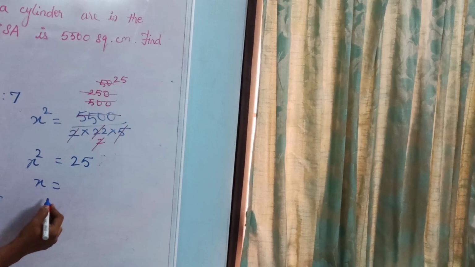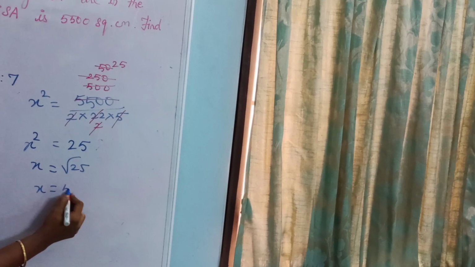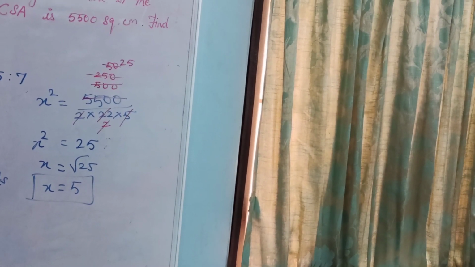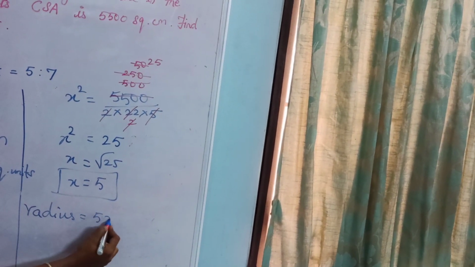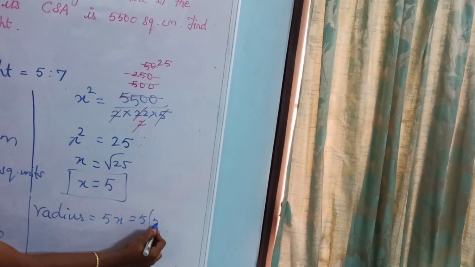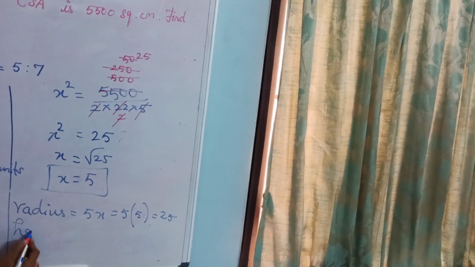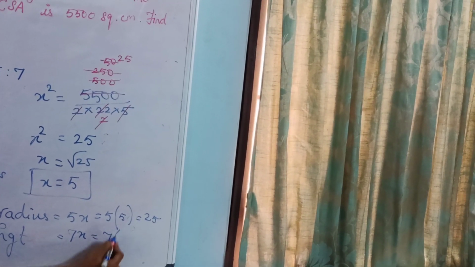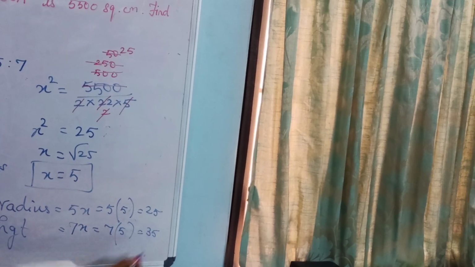So x is equal to root of 25, which gives the value as 5. Now we have got the value of x as 5. Therefore radius r is given by 5x, which is equal to 5 into x value is 5. So 5 into 5 is 25. Similarly, height equal to 7x, which is equal to 7 into x value is 5. So 7 into 5 is 35.